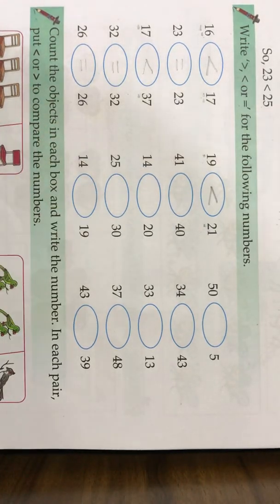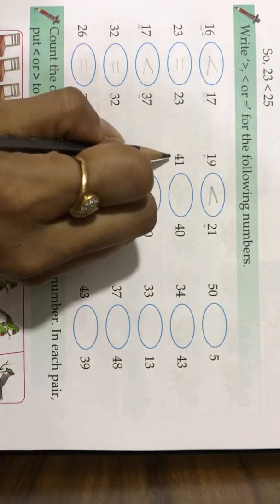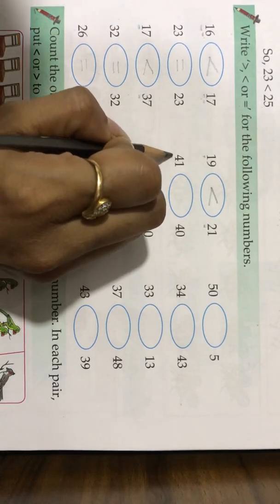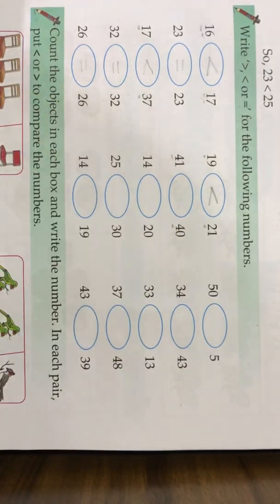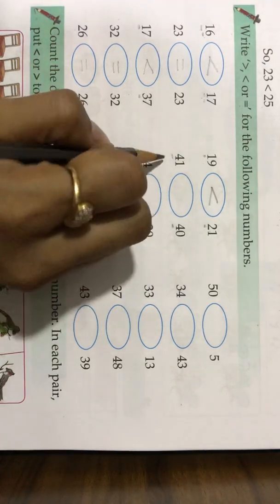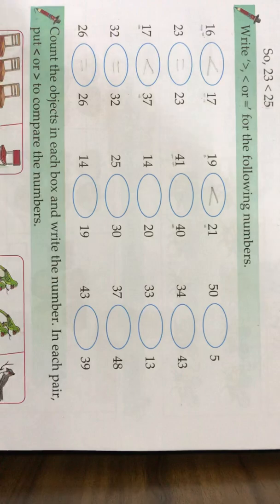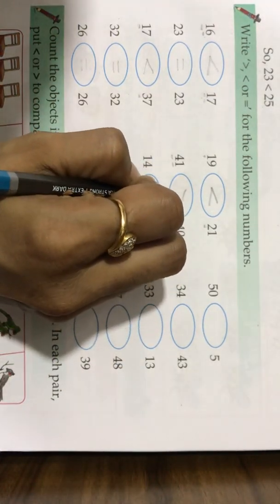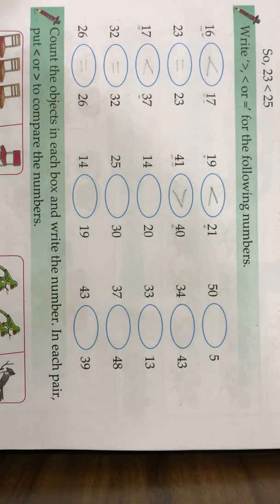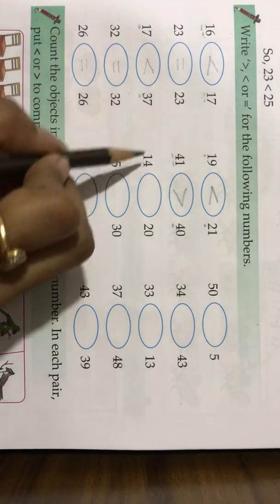41, 40. Again, let's check. 4 tens, 4 tens. Both are same. So, we will check ones place. 1 one, 0 ones. So 41 is greater than 40. Understand, children? It is very easy.